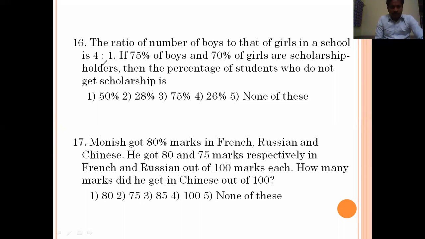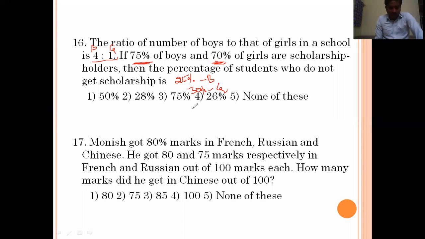Here in this problem, the boys to girls ratio is given as 4:1. Of the boys, 75% get scholarships, which means the remaining 25% of boys won't get scholarships. 70% of girls get a scholarship, so the remaining 30% of girls won't get any scholarship. Here you want to find the percentage of students who do not get a scholarship. Students means both girls and boys.